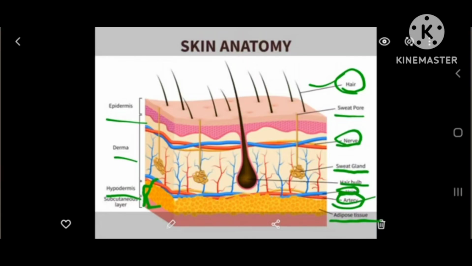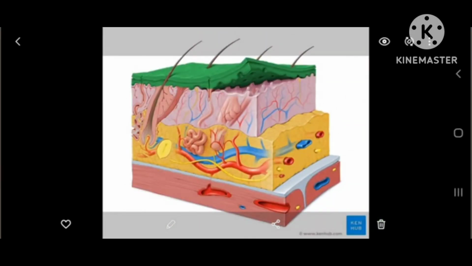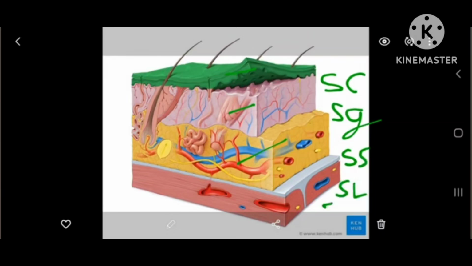Let me show you another diagram. Alright, in this diagram, you may be able to see some more important parts of the skin. Like, this is the epidermis, this is the dermis, and this is the hypodermis, also known as subcutaneous tissue. First, let me explain some more layers of the epidermis. The epidermis is subdivided into 5 layers. The first is the stratum corneum, second is the stratum granulosum, third is the stratum spinosum, fourth is the stratum lucidum, and fifth is the stratum basale. Right?